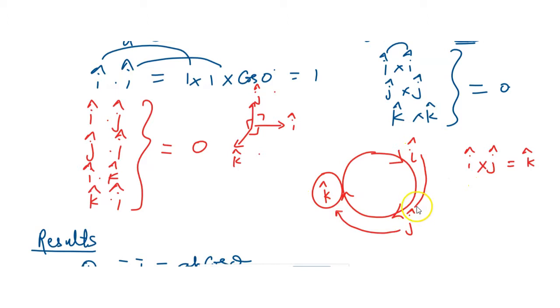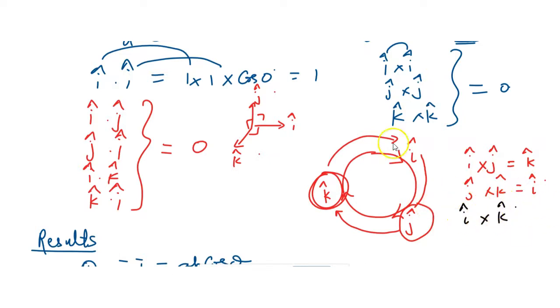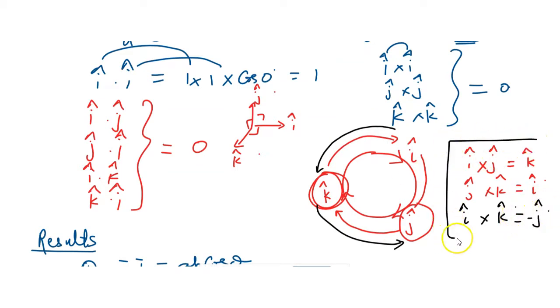Similarly, if we do, let us suppose, j cross k, then the next vector, that will be i cap. So in this case, if I do, let us suppose, i cross k, here I am moving opposite to the direction I have defined, so its result will be minus j cap. So these operations we will remember, including the way.